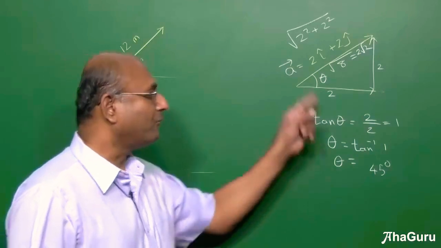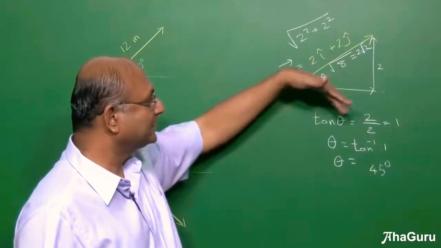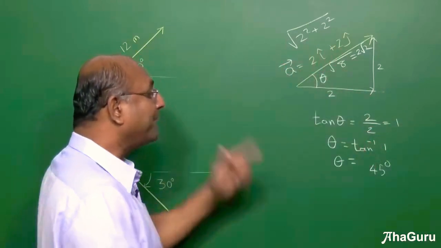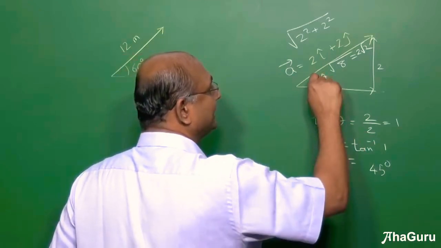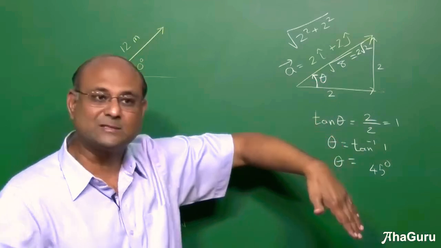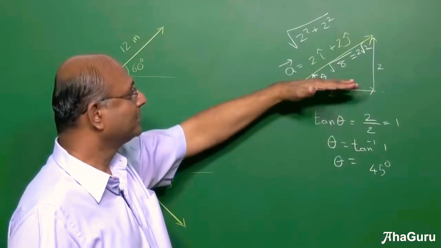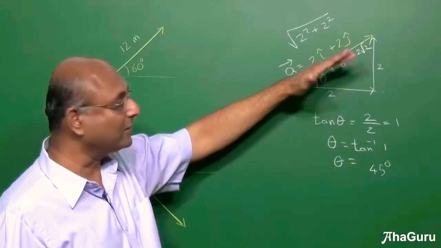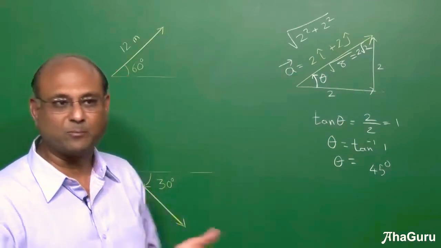Okay, because tan of what gives you 1? 45 degrees. So this angle is 45 degrees. It is plus 45 degrees because you are going in this direction. If you start going this way, the angle would be called minus 45 degrees. So this angle in the anti-clockwise direction is basically considered positive.